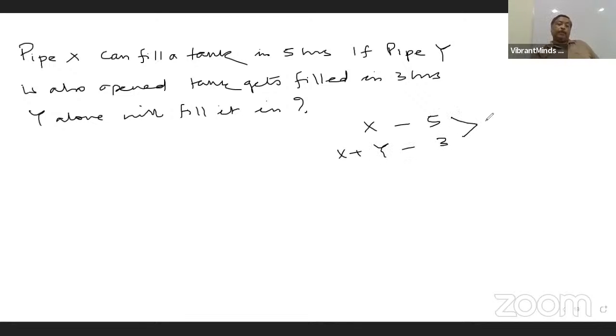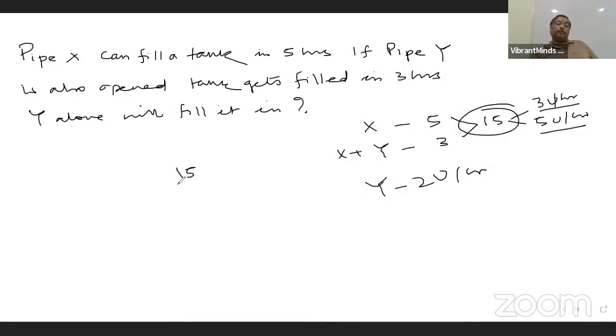So let's say 5, 3, we have 15. This is 3 units, and this is 5 units per hour. So X is doing 3 units per hour and X plus Y 5 units. It means Y is doing 2 units per hour. To complete 15 units of work, 15 by 2, it will take 7.5 hours.